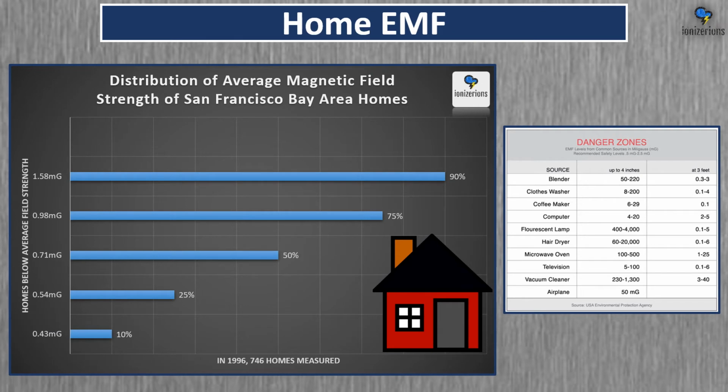Average home EMF. The electromagnetic field in every home is going to be different based on where you live and power lines near you and many variables. In 1996, 746 homes were measured in San Francisco. As you can see, the natural EMF in one home can be radically different from the next.